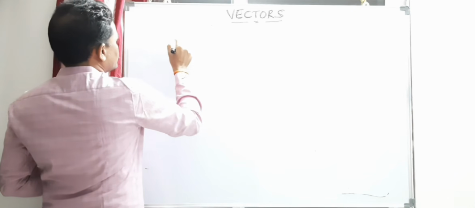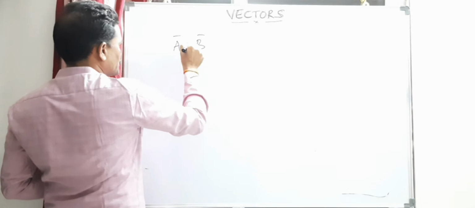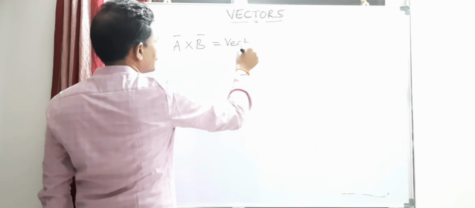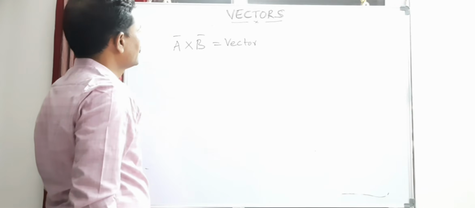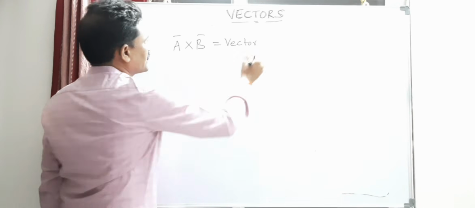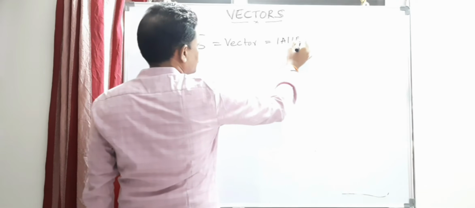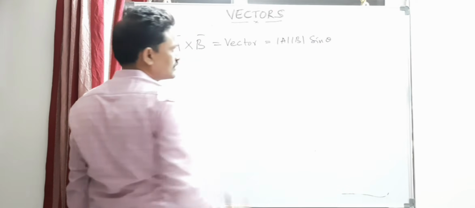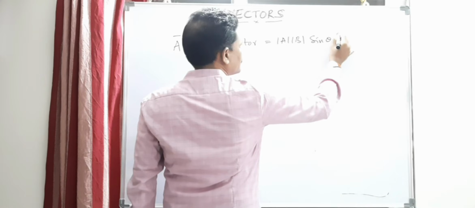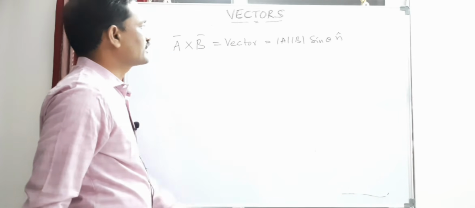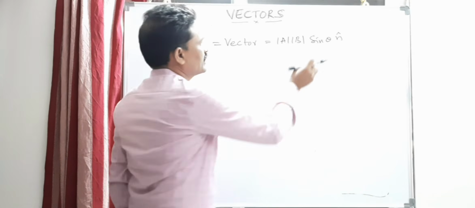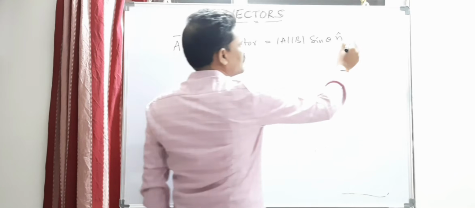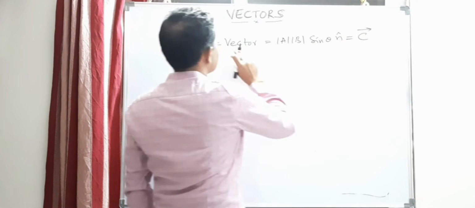Two vectors a and b. The cross product is indicated by this cross. You should get a vector. The result must be a vector. How is it defined? The cross product is defined as the product of their magnitudes and the sine of the angle between those two vectors and a unit vector. Here n is a unit vector. So when I multiply this number, a scalar, with a unit vector, then only it becomes a vector. The result must be a vector.